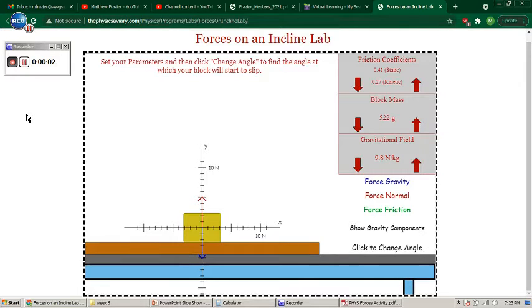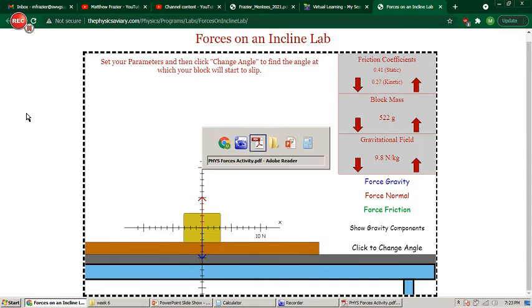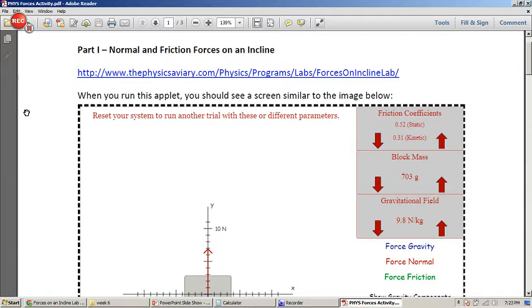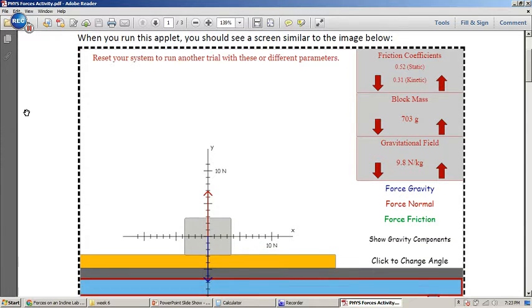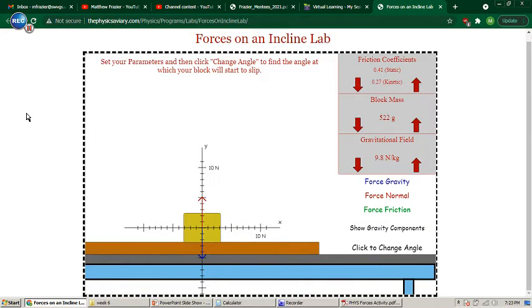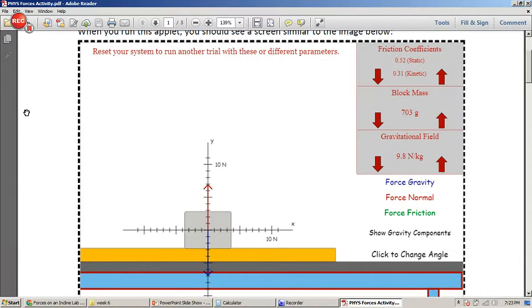So, this video is for the people who are trying to do the forces activity. As you can see here, I have the actual application open, and over here I have the PDF open so we can go through it. All right. So, you saw what the app looks like, right?